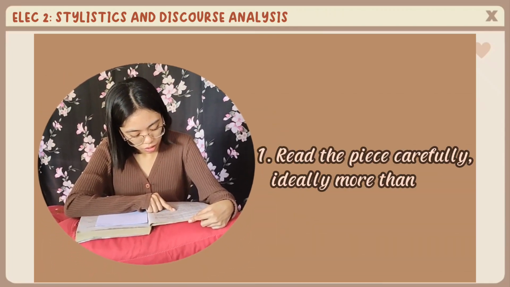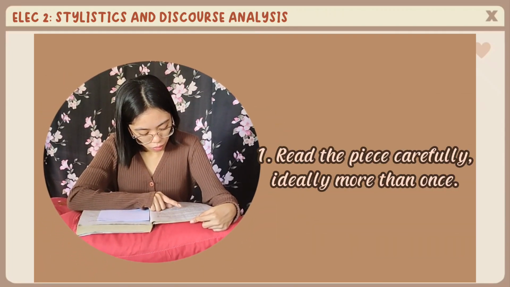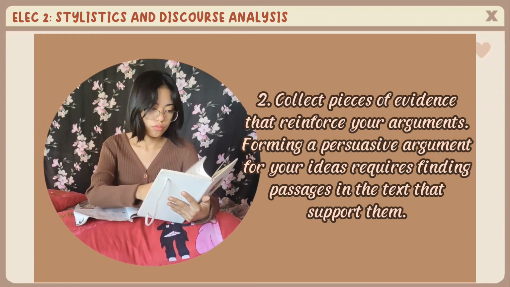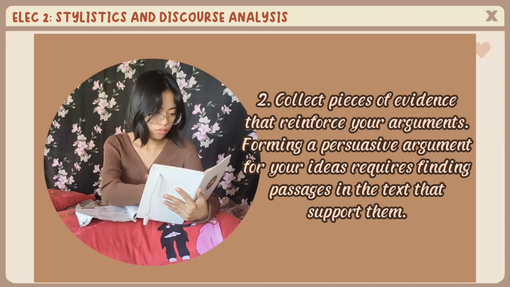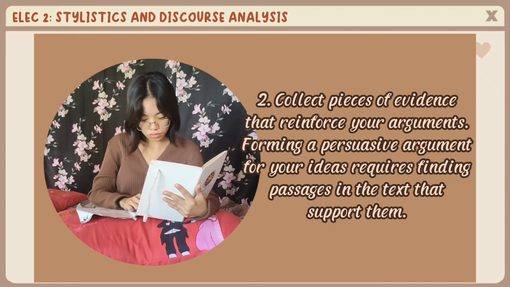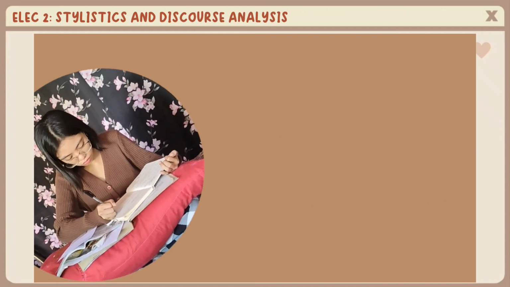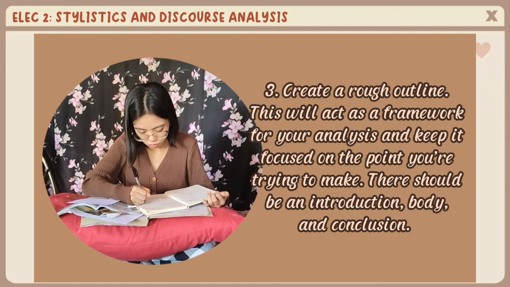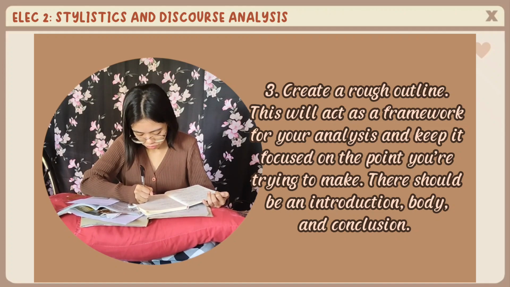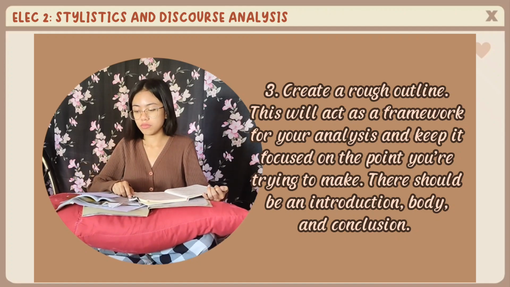The first step should be to read the piece carefully, ideally more than once. Next step is to collect pieces of evidence that reinforce your arguments. Forming a persuasive argument for your ideas requires finding passages in the text that support them. Then, create a rough outline. This will act as a framework for your analysis and keep it focused on the point you're trying to make. There should be an introduction, body, and conclusion.